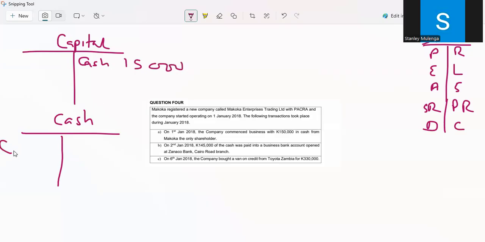Then here we're going to put capital 50,000. So why are we debiting capital? Because cash, why are we debiting cash? Because we're increasing our asset of cash. 2nd January, 145, cash was paid into business bank opened at Cairo.